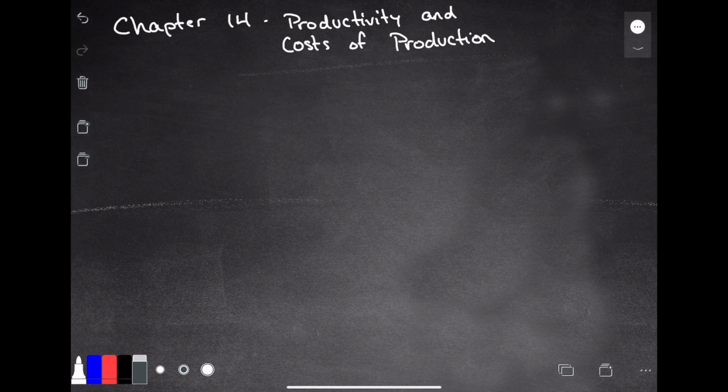So what we want to talk about first would be something we could call productive capabilities, or productive ability, I should say, versus cost of production.